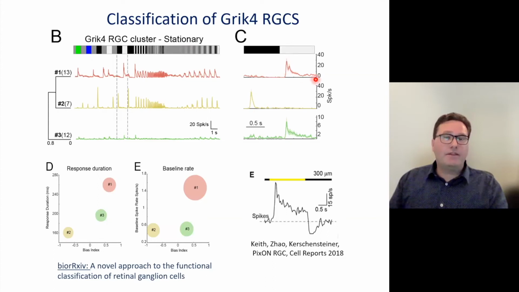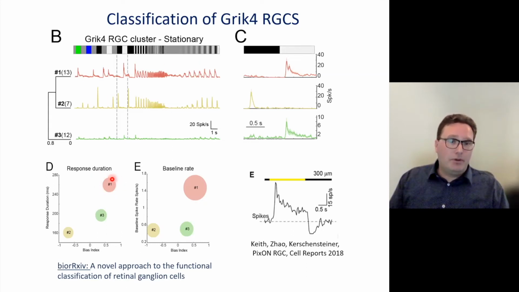One is an unsustained cell, and I want to highlight that for a moment. Because we know already, since in 2018 a paper came out that says a Grik4 cell is unsustained with a high spontaneous rate, and we call that PixON. This was done by Daniel Kerschensteiner. So we basically had a reference, and the task was to find this cell in our classification method, and we did. So this is the PixON encoder.